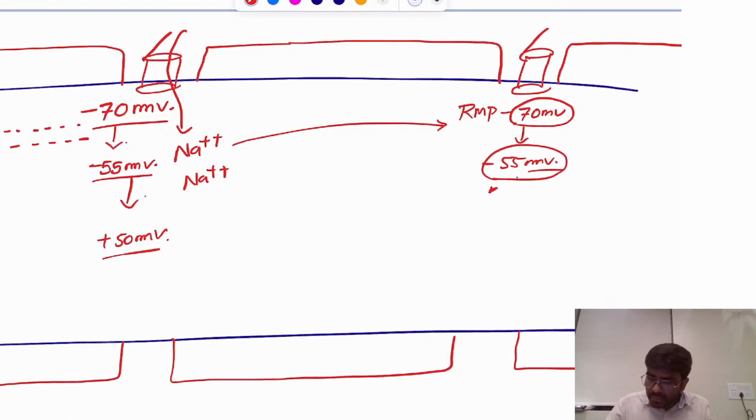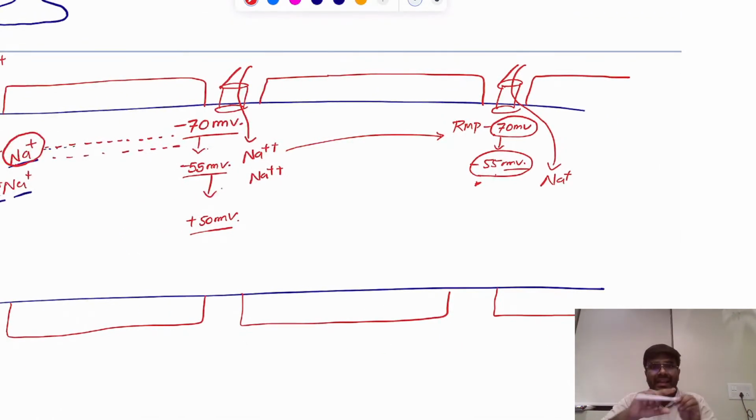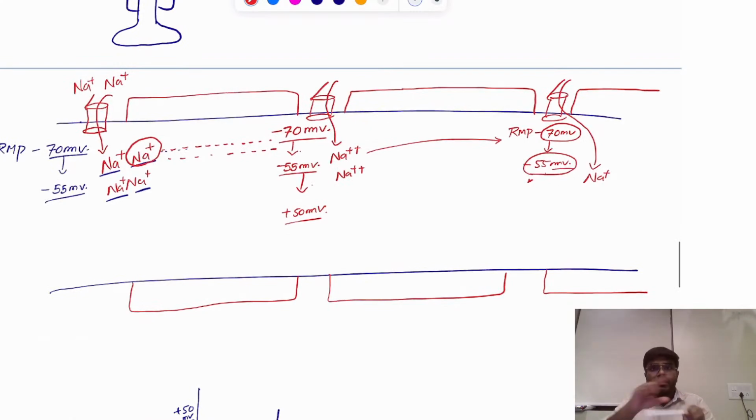They are open. Now again sodium comes into the cell. So this is how a nerve impulse is propagated. Action potentials are getting propagated. It is nothing but electricity, just like electricity. So it's the flow of ions. Sodium comes into the cell.